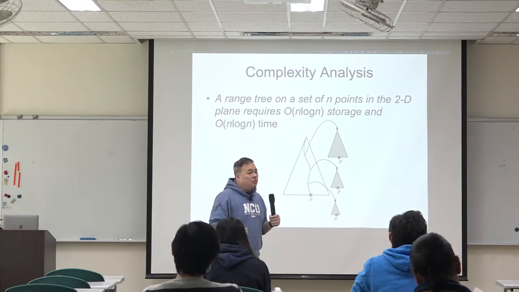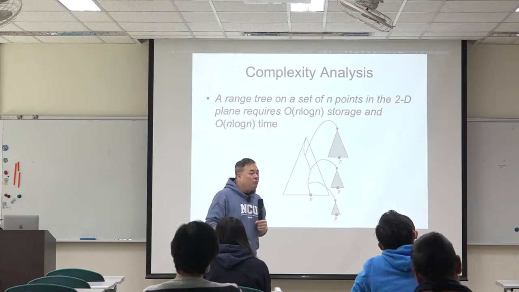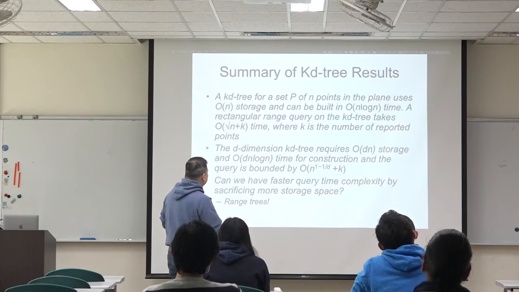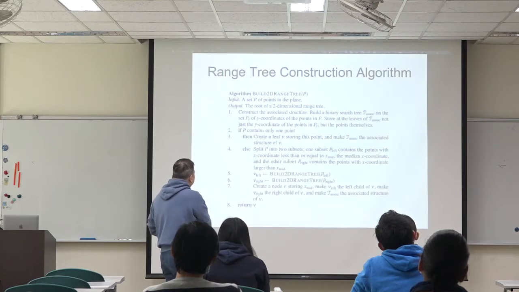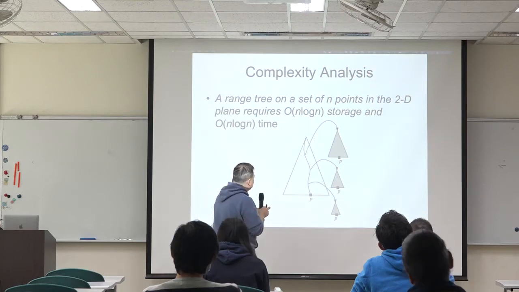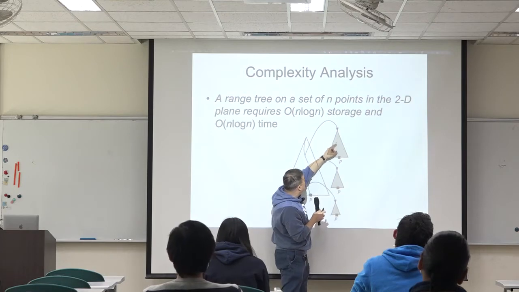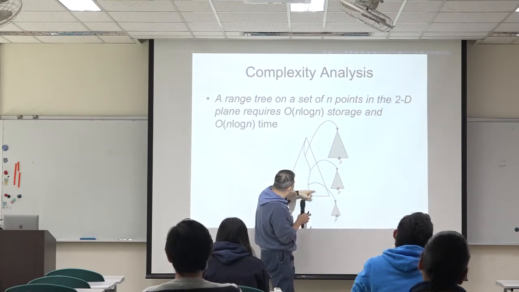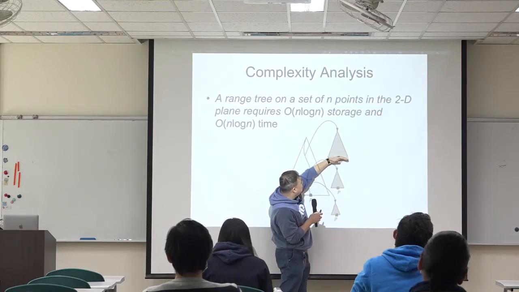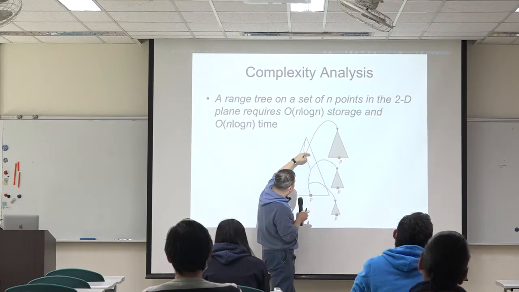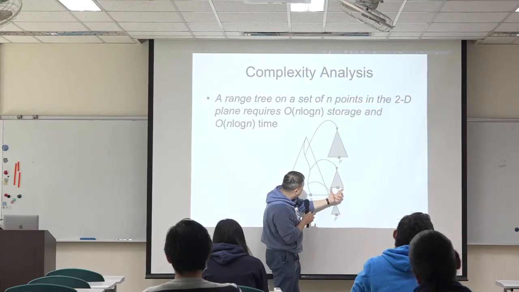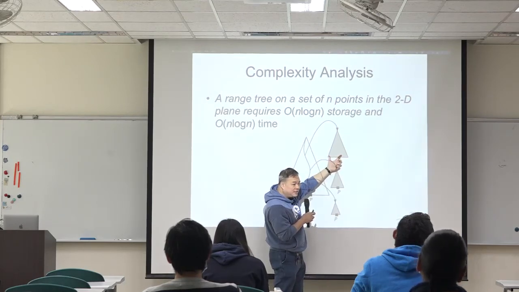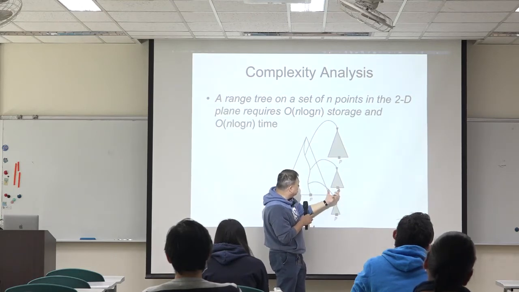So what's the catch? We have to pay more price for the storage. Originally, in the KD tree, the storage complexity is linear. But now we have to pay more. Why? Think about this. Each internal node has to store all the points under it, but in a different order. You can imagine that the points stored here already appear here once, and the same thing, the nodes appear here and here as well.